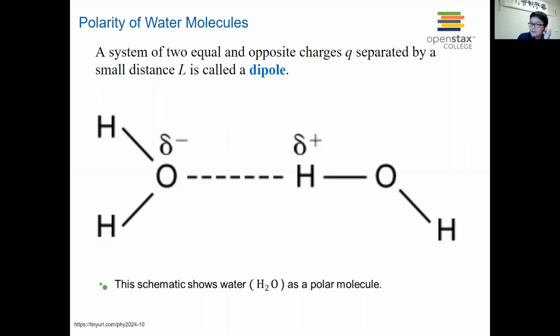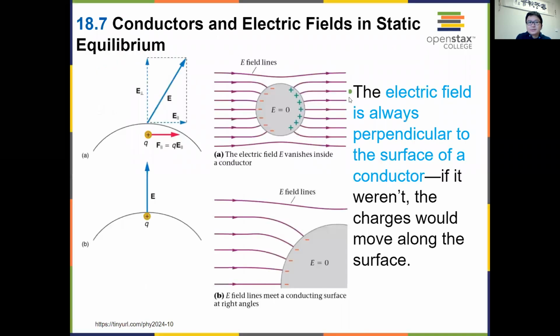So a dipole is simply two opposite charges Q separated by a small distance L. That forms a dipole. I think we just need to know that much about that section. Next, we'll be looking at the electric fields and then its interaction with conductors.